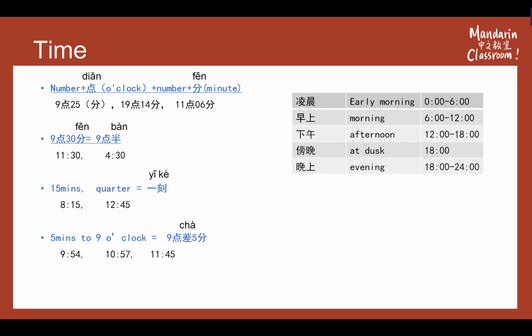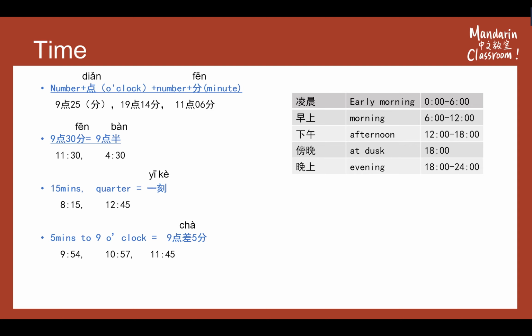8:15. You could express it as 8点15分, but you could also express it as 8点一刻. 8点一刻. Okay, and let's see 12:45. You could express it as 12点45, but if you want to use quarter, you could say, because 45 minutes equals 3 quarters, right? So we could express 12:45 as 12点3刻. 12点3刻.